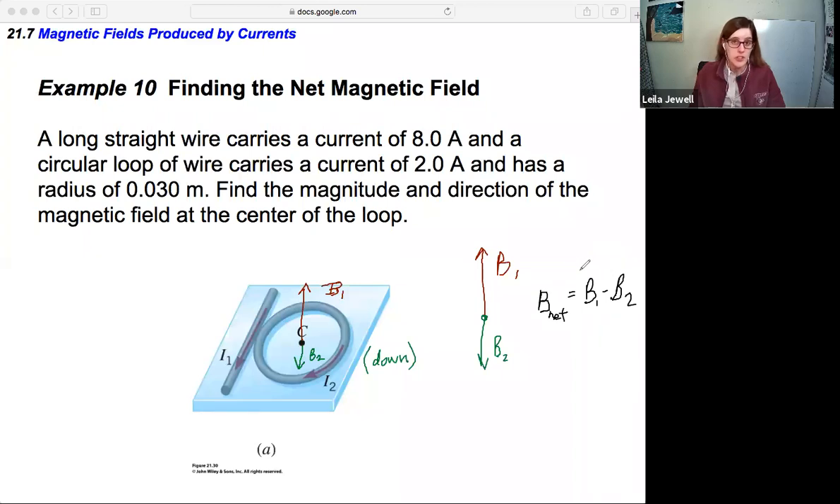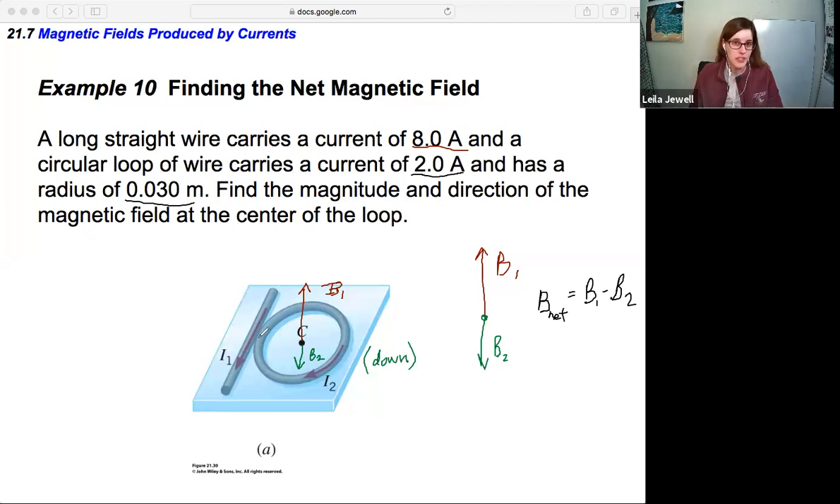And then for each of these, we can use the equation for its given geometry. For the loop, we can use the loop equation we just saw, mu naught I over 2r, where r is going to be the radius of the circle, and then we have the current of 2 amps. And then for B1, we are going to use the current of 8 amps with that mu naught I over 2 pi r. What's the r for current 1?